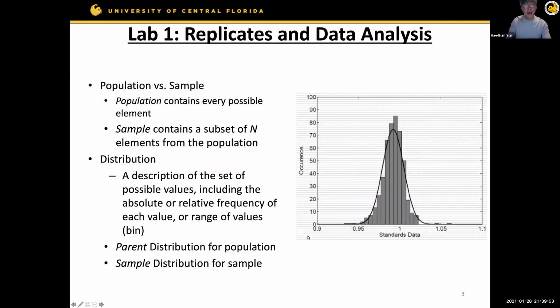In the first lab, we will learn replicates and then data analysis. When you do the field work, there are a lot of errors, and you can expect different sources of errors. So in this lab, we will learn how to reduce the errors, and also how to come up with the most reliable data.